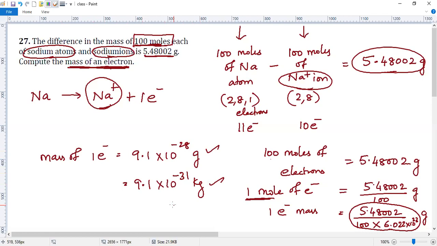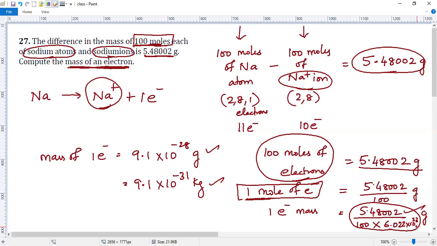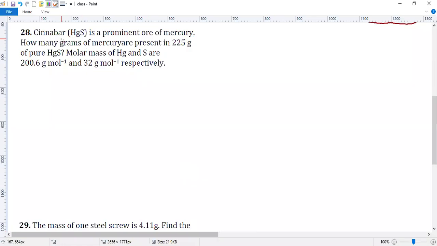Right? So do you relate how it is brought about now? 100 moles of electrons, the mass is this. So the mass of 1 mole, you will divide it by 100. Then if you want the mass of just one electron, you will divide it by the number of electrons present in 1 mole. How much is that? Avogadro number. So we divide the 5.48002 by Avogadro number and get this particular answer, 9.1 into 10 power minus 28. Are we clear here?